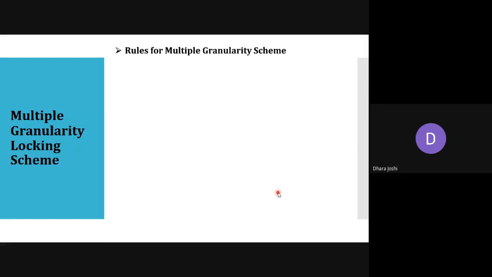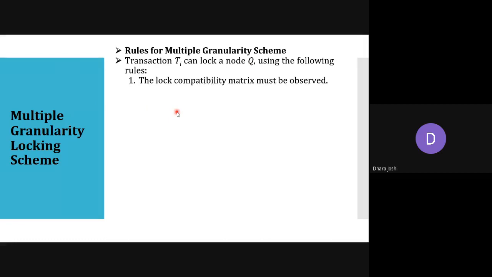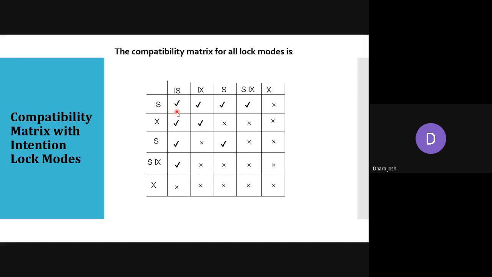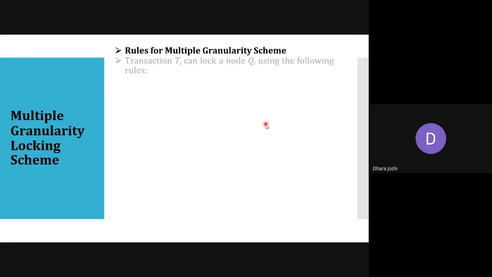So the rules for the multiple granularity scheme. If any transaction, like Ti, wants to lock a node Q, it needs to use the following rules. The first rule: the lock compatibility matrix must be observed. It needs to be verified, like if it is in a shared mode and the other node is in an exclusive mode, whether they are compatible or not. So this compatibility matrix must be observed. This is the first and important rule.